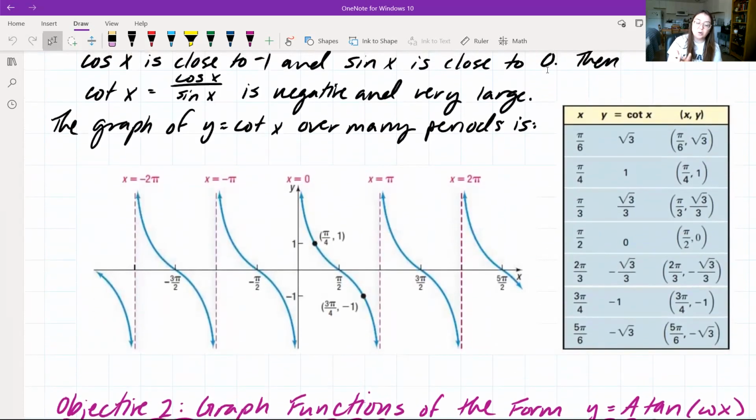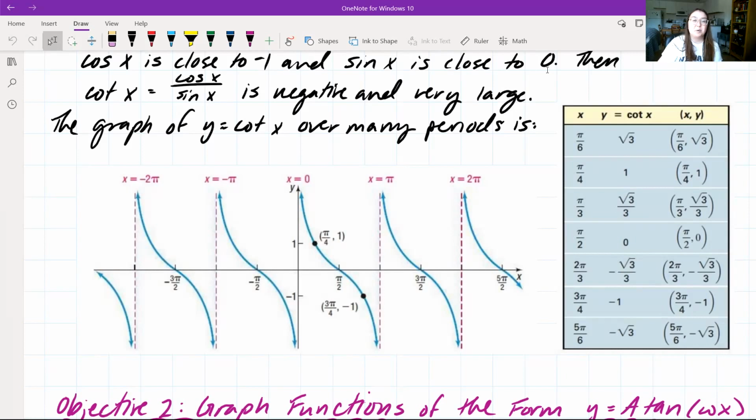So if we graph cotangent over many periods, we get this image here. Once again, we have our summary table with all of these important values. Here we see many graphs of cotangent over different periods. We see our vertical asymptotes at -2 pi, -pi, 0, pi, 2 pi, and so on. Our graphs of cotangent pass through the x-axis, equaling 0 when x is -3 pi over 2, -pi over 2, pi over 2, 3 pi over 2, 5 pi over 2.